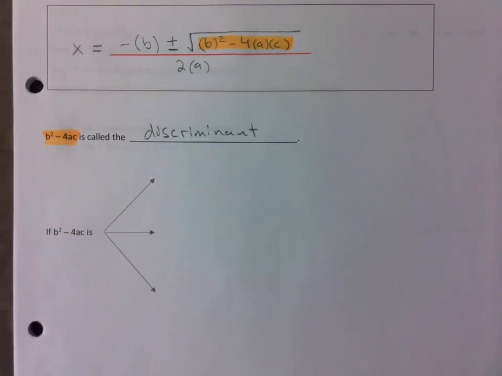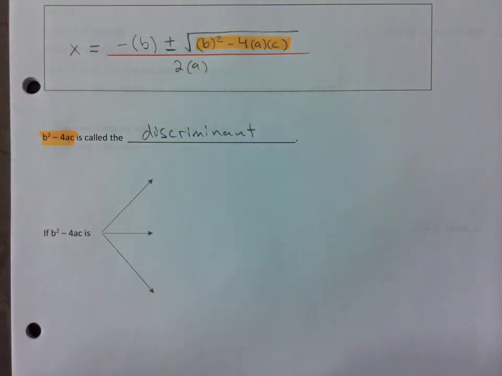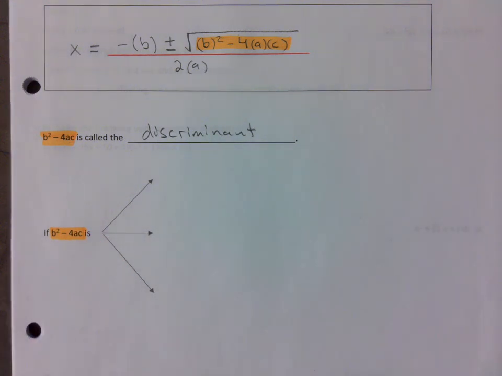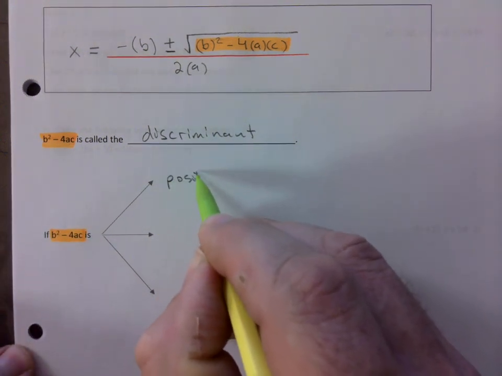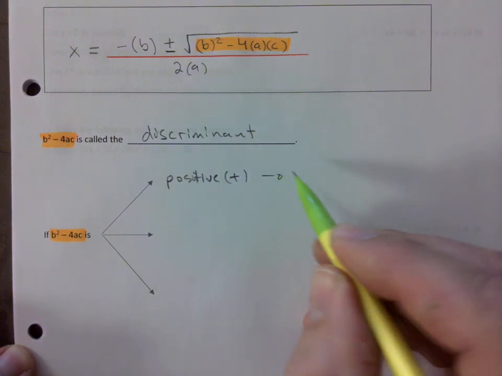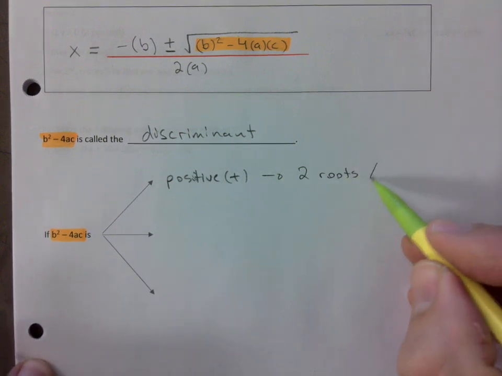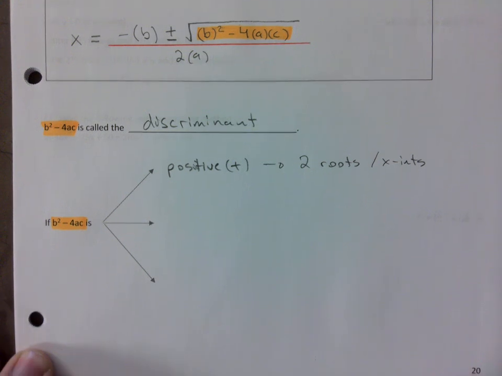So when you plug it in and you figure out what that number is inside the root, meaning the discriminant, or the b squared minus 4ac, if that is positive, this parabola will have 2 roots, or x-intercepts, for sure.